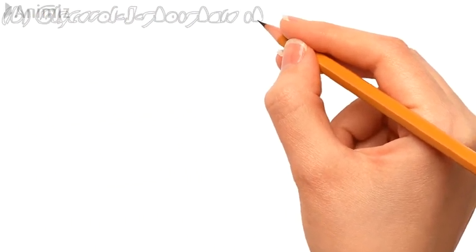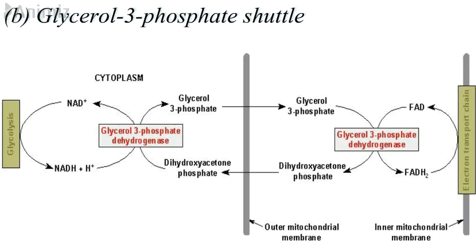Now the second one is glycerol 3-phosphate shuttle. In cytoplasm, dihydroxyacetone phosphate is converted into glycerol 3-phosphate in the presence of enzyme glycerol 3-phosphate dehydrogenase and here NADH is converted into NAD+. Now this glycerol 3-phosphate is transferred from cytoplasm to mitochondria.